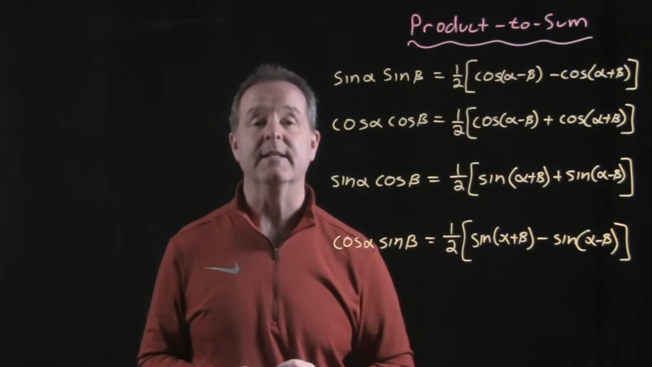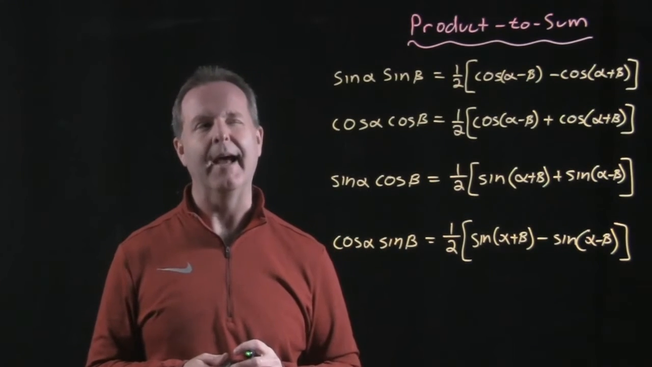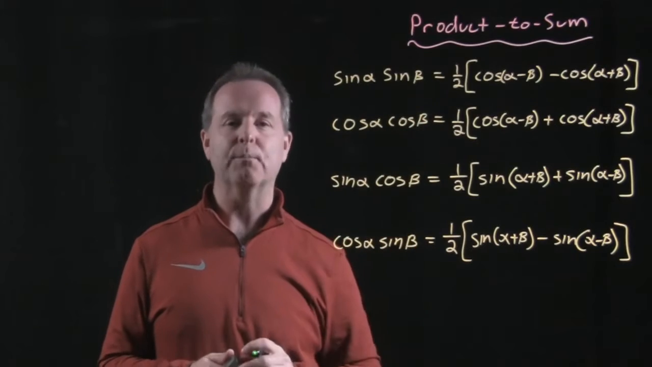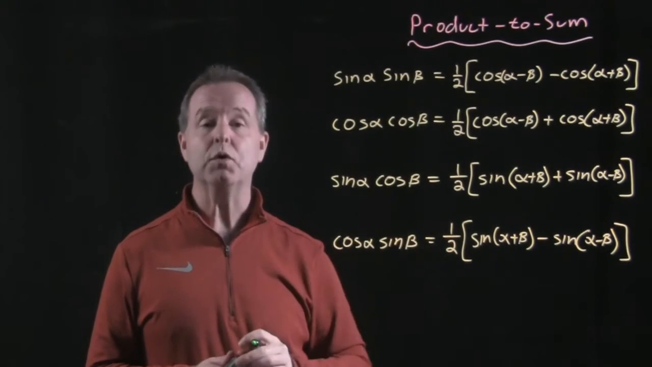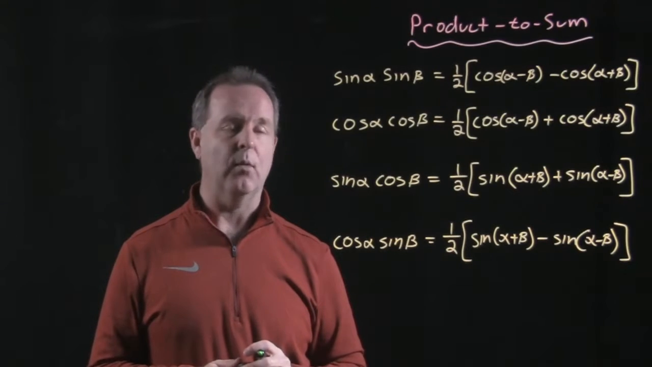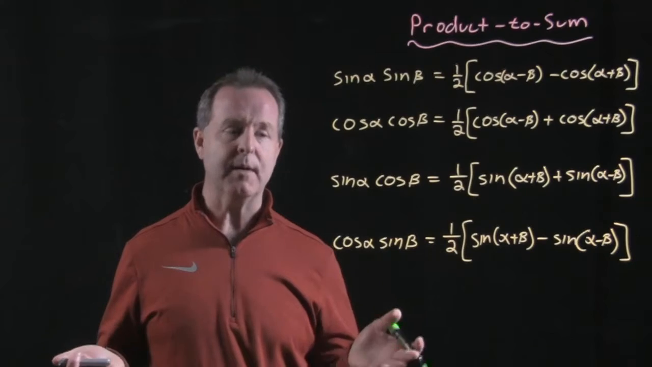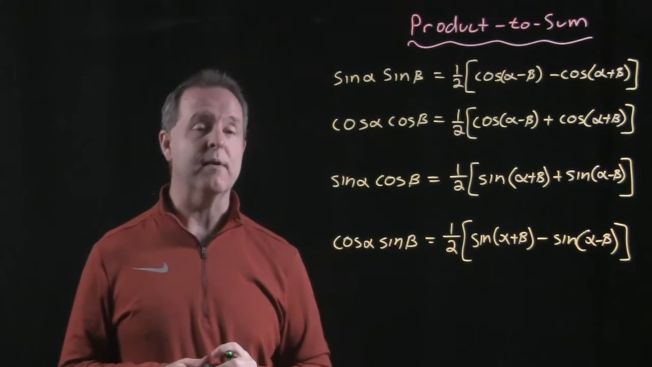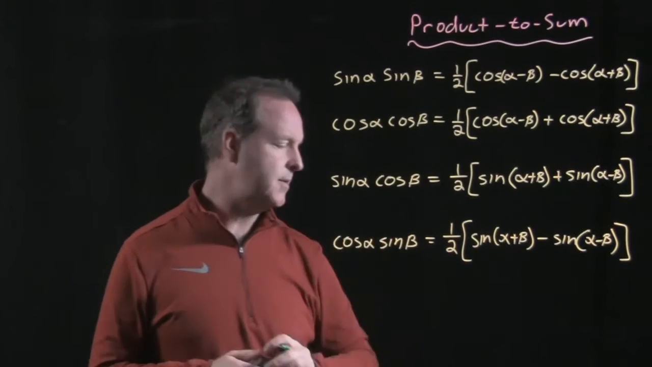Another set of identities that we want to become aware of, I don't want to say comfortable with yet, but aware of at least, are called product to sum formulas. There's four usual ones that we have available to us. I don't think you need to memorize these, but I think you need to be aware of them and also know where you can find them when you have them. So what do they mean? How can we use them?